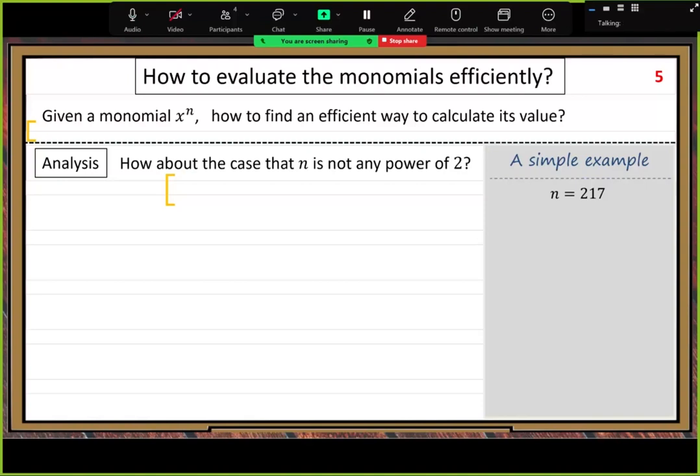So the first question: can we break it as a sum of powers of 2? Each term is a power of 2, then we add up several powers of 2. Then we can still use the repeated squaring technique. What is the largest power of 2 less than or equal to n? First, we find that number, 128.